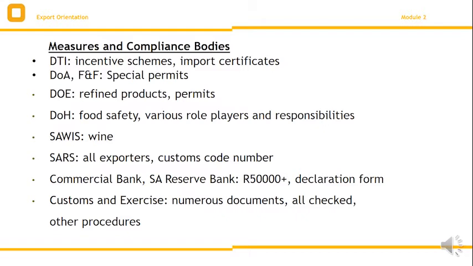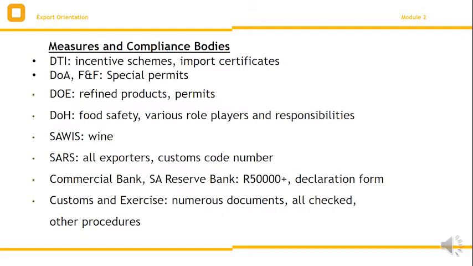Then when we look at the Department of Energy, they are responsible for export permit applications when it comes to refined products. These products, for example, are diesel, oil products, and petroleum products, and the actual certificate is produced by the International Trade Administration Commission, and the Department of Energy recommends the application.